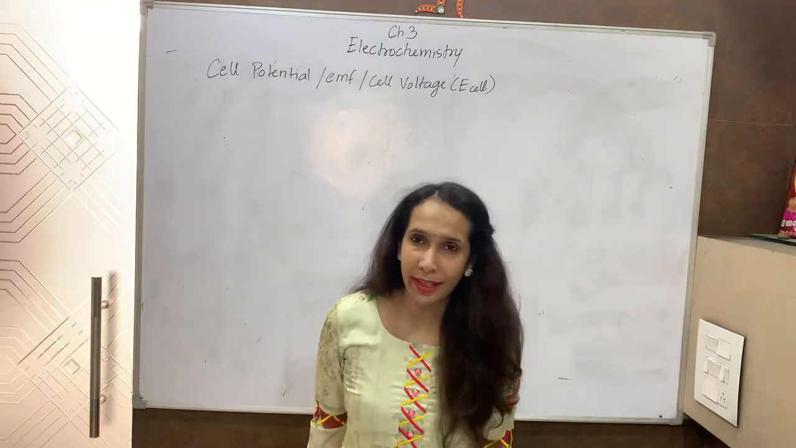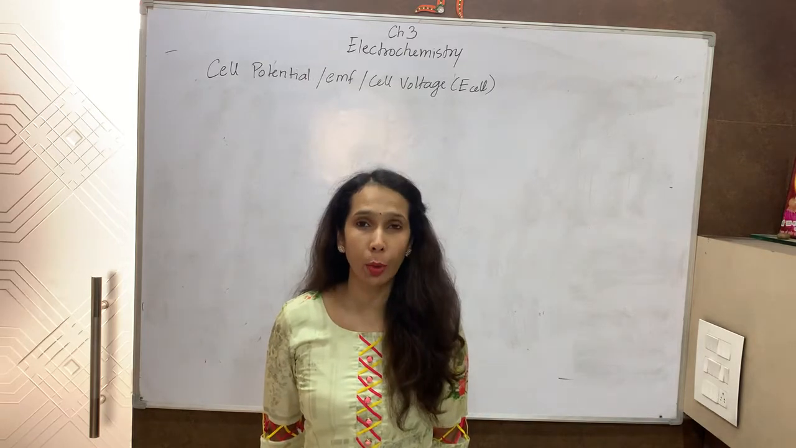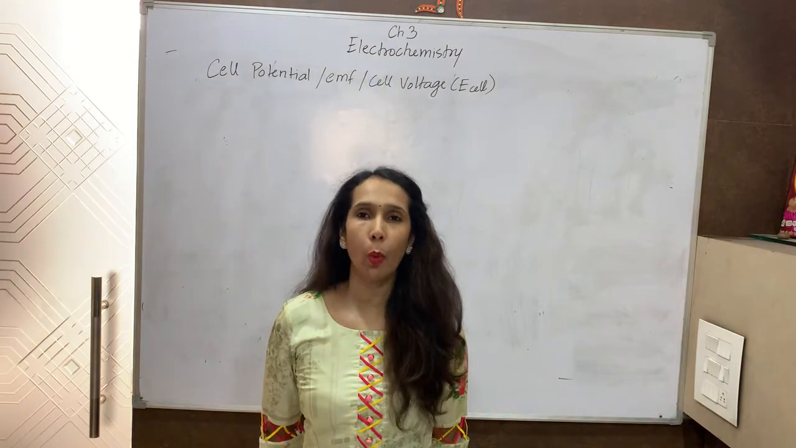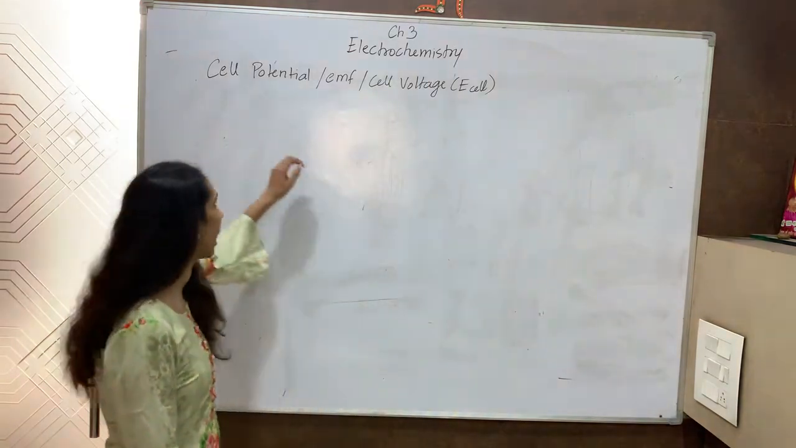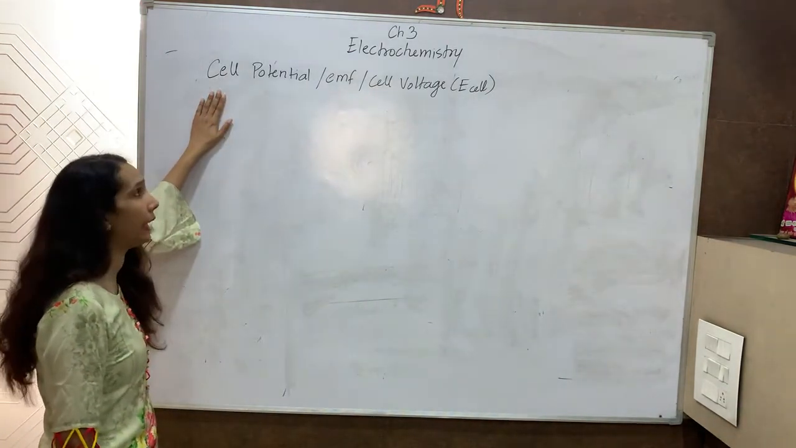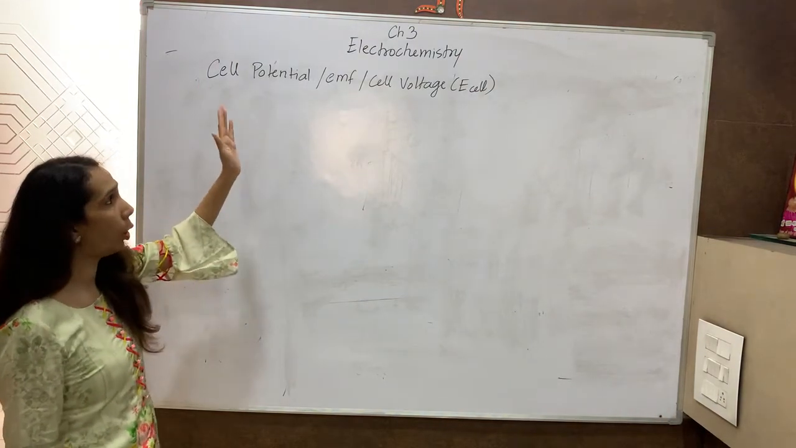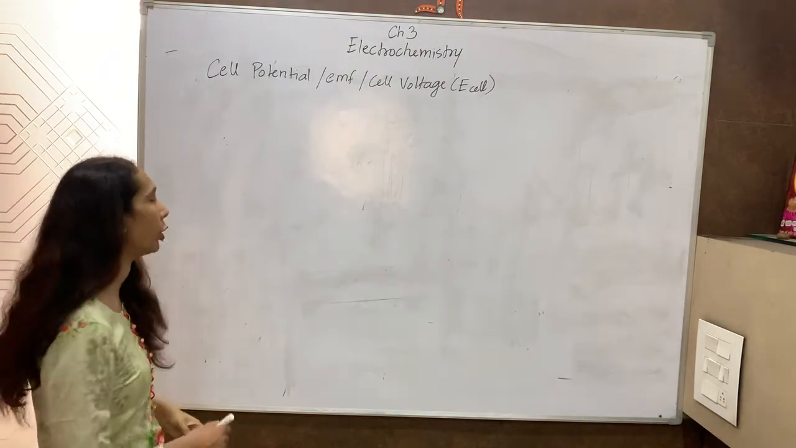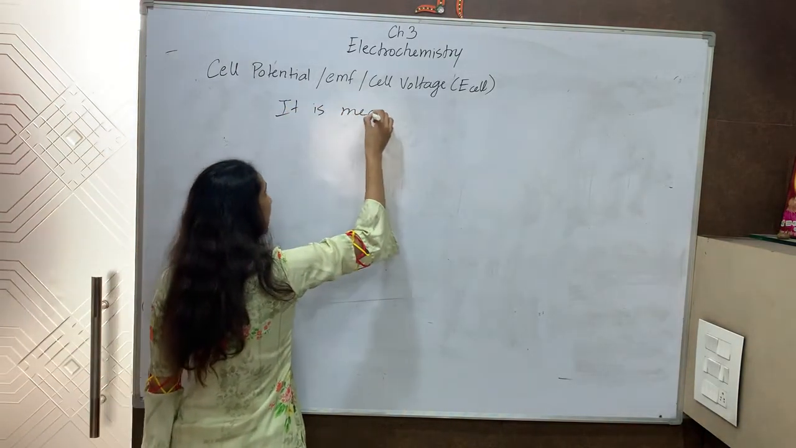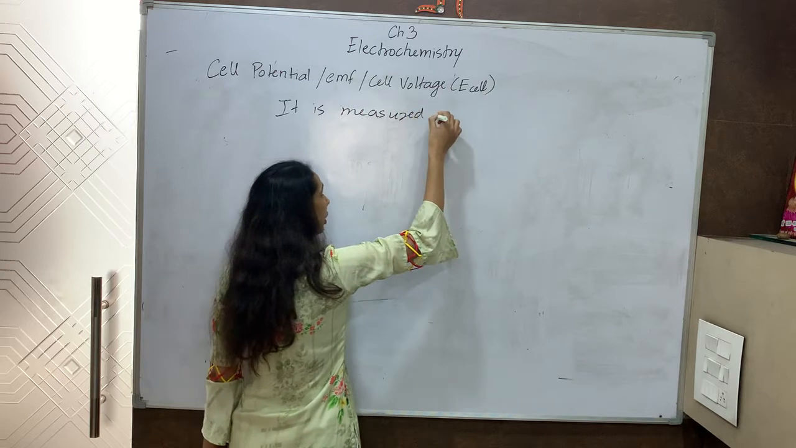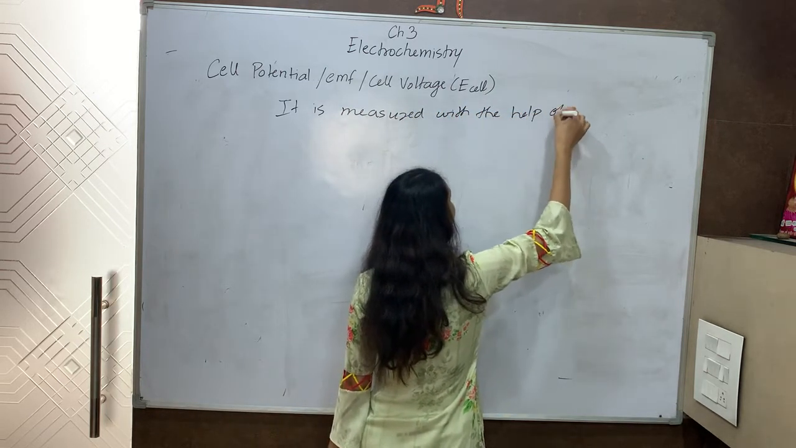Good morning, students. So in the last session of chapter 3, that is electrochemistry, we have seen the working of the Daniell cell. Now in this session, we will be starting with cell potential or EMF or cell voltage. We know cell potential or EMF of the cell, or the voltage of the cell, is measured with the help of a voltmeter.